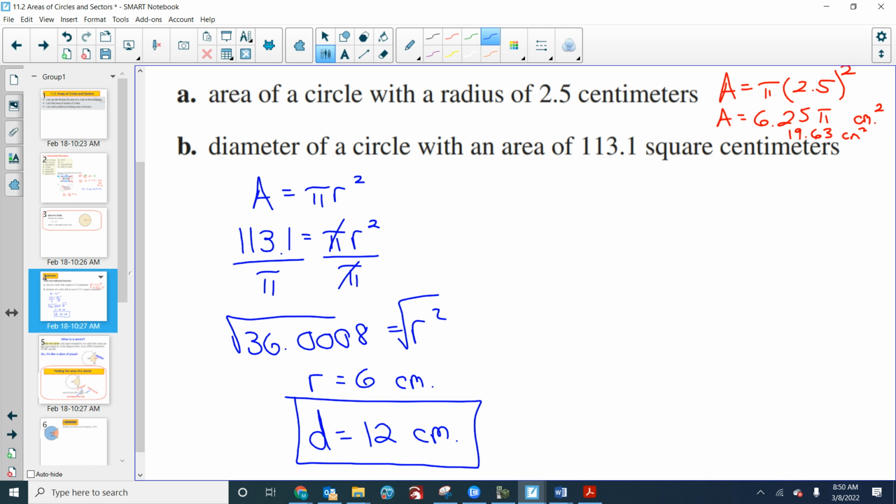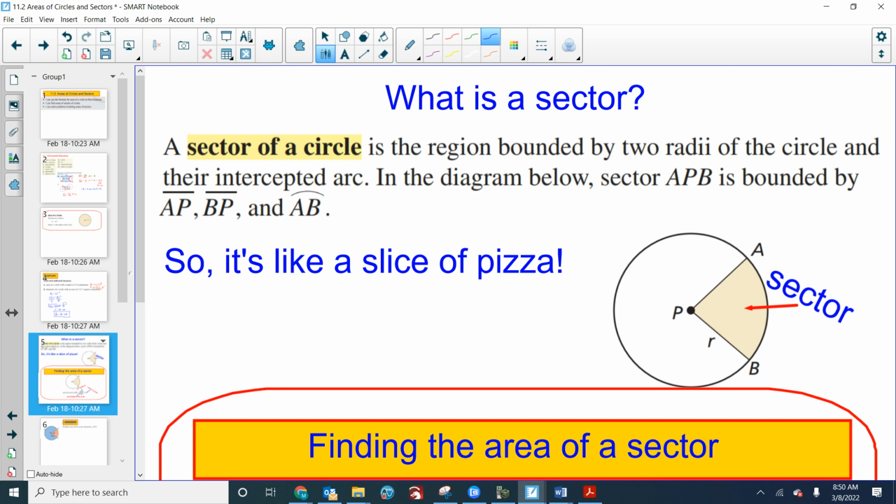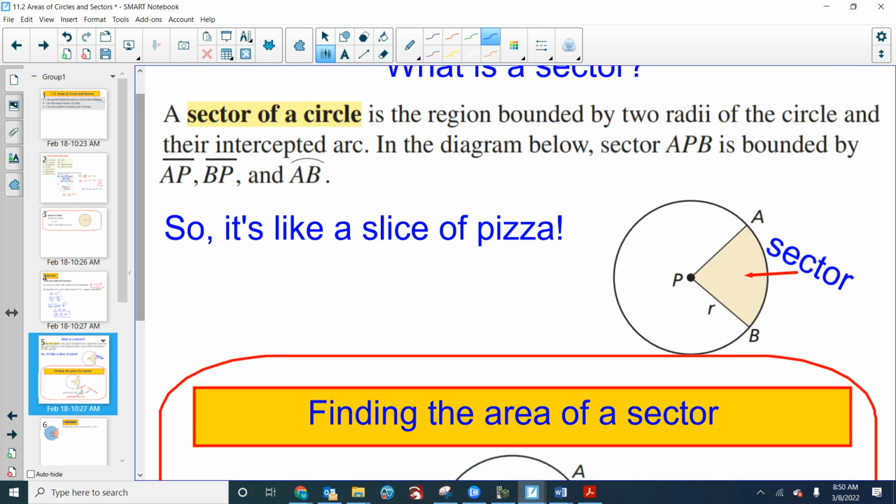Next, we're going to talk about sectors. So a sector of a circle is actually a part of the area. A sector is like a slice of pie or a slice of pizza. It's not a triangle. It's got a curved outer edge. All right, and it's always formed by 2 radii, plural for radius. Formed by 2 radii and then the intercepted arc. So that shaded area is called the sector.